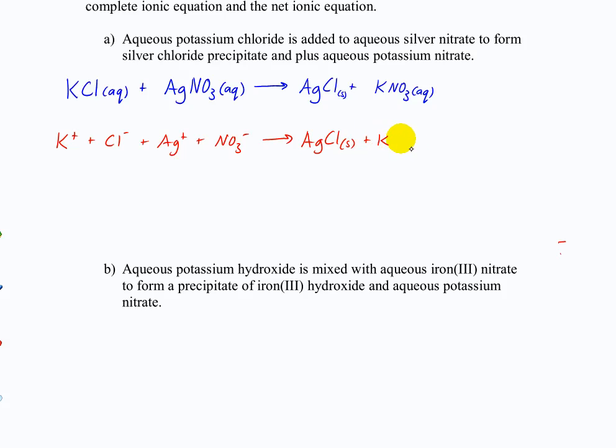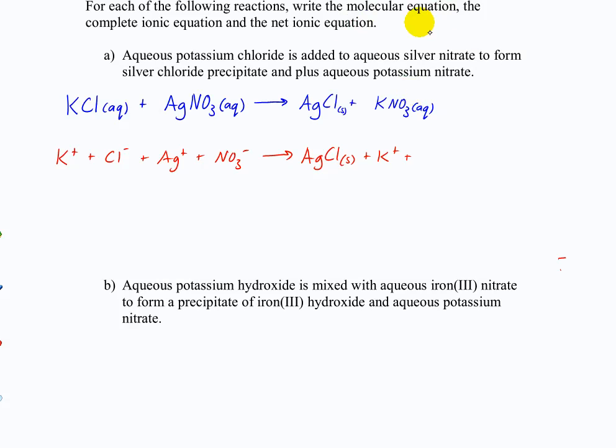The first one is molecular. What's the name of this? Oh, this would be the molecular equation. And what's the red one called? Complete ionic equation. So you've got molecular, complete ionic, and net ionic.